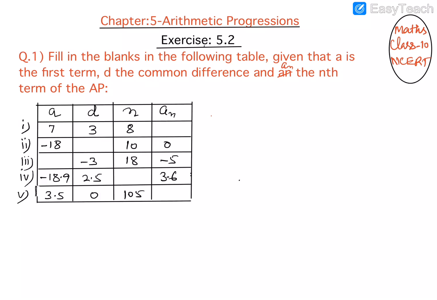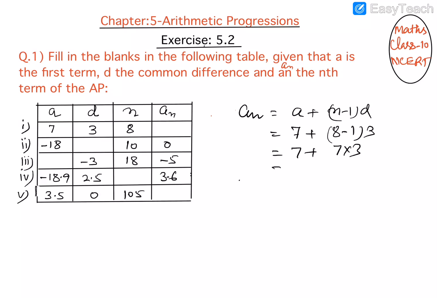Using the formula for an, we have an is equal to a plus n minus 1 into d. This gives the value of the nth term. Now substituting the values given, a is 7, n is 8 and d is 3. So this is 7 plus 7 into 3, 7 plus 21, that is 28. So we have to fill 28 here.